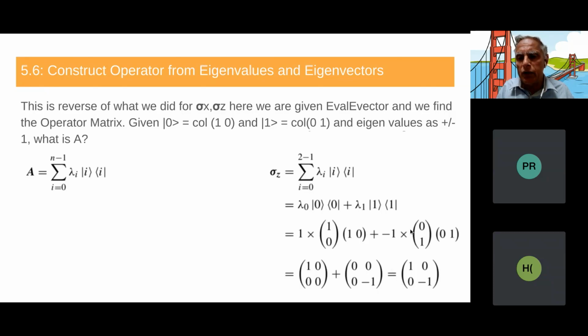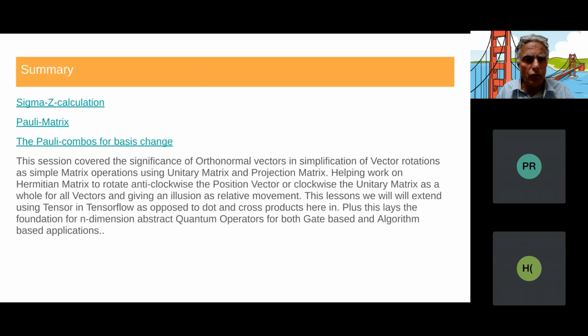This is one multiplication, this is another multiplication. If we take these two, and because there is a plus in between, when you do the sum of these two, we get 1 0 0 minus 1, which is what we started with, sigma z. So that is what we had done previously. We were given this and we computed the other way around. So you can construct an operator from eigenvalues and eigenvectors similar to this, and the references I am giving here.